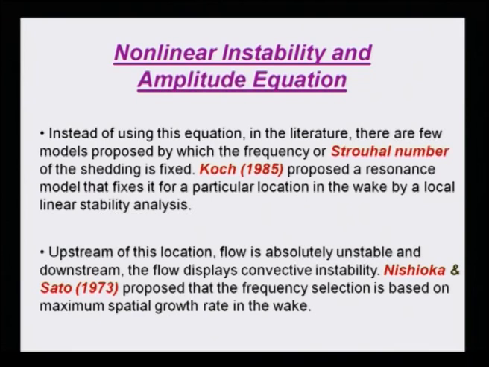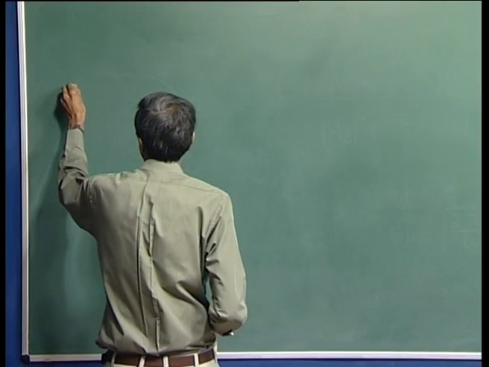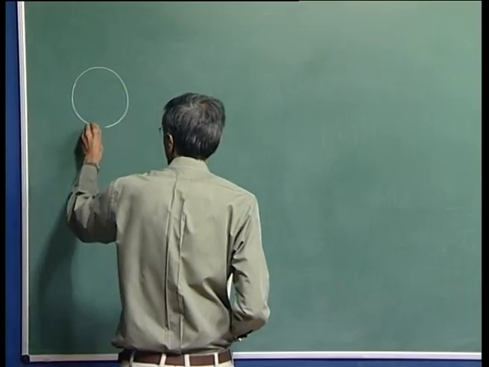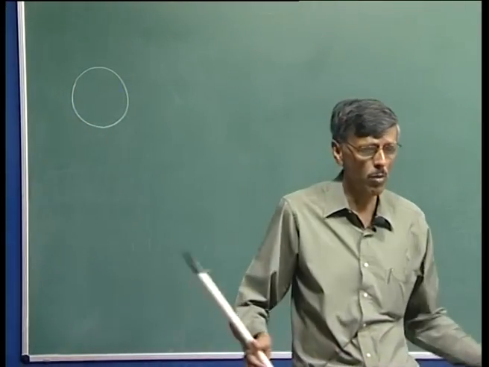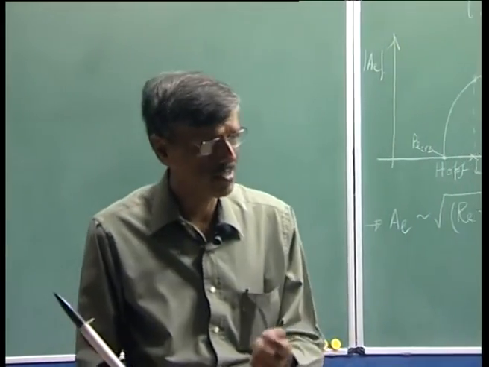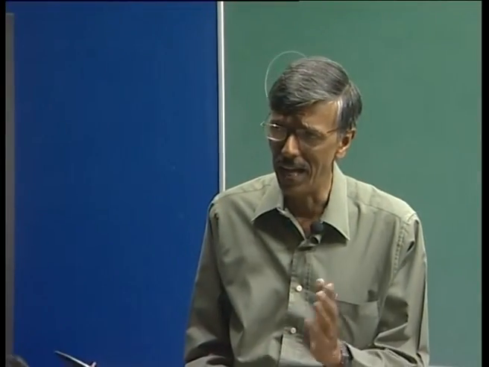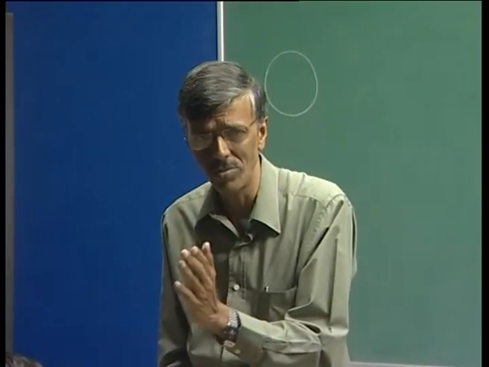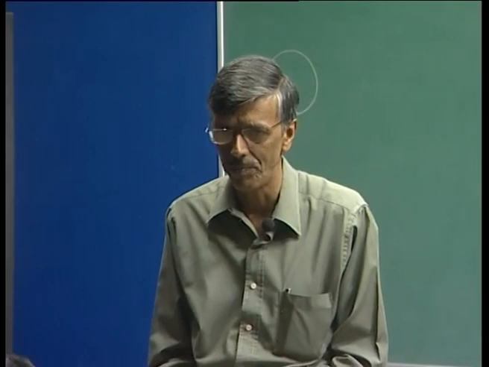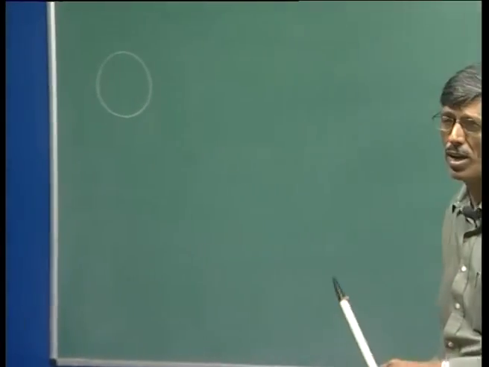So, let us understand what Koch was essentially trying to say. This is important, because we need to understand what really happens in a flow like this, in a bluff body flow. See, when we saw the flow past a flat plate, what happened? We created a fixed frequency excitation at a point, and then it created all those waves which convected downstream. We called it a convective instability. What happens in the wake of a cylinder?